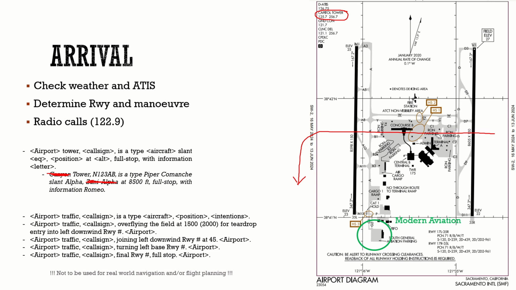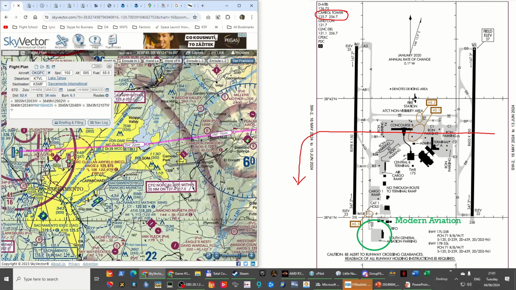I would be surprised if they gave me right traffic over the field, because then you would be kind of flying there. But yeah, depends what the ATC gives you.